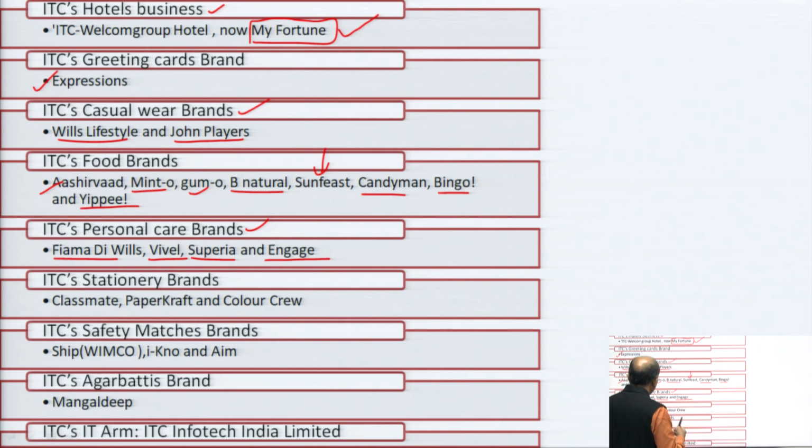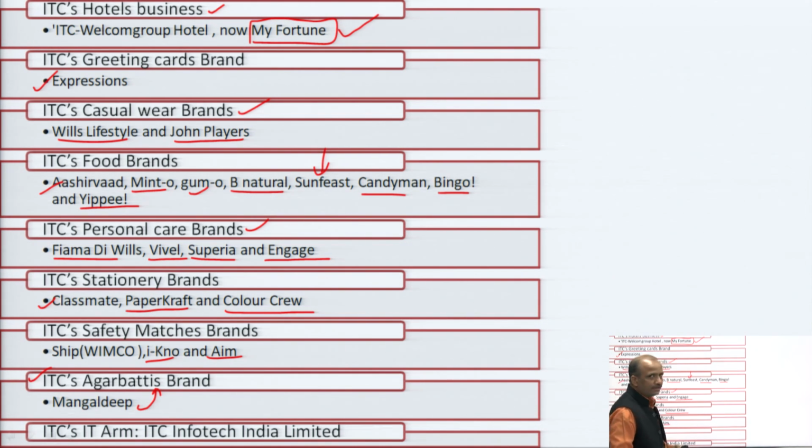ITC is also targeting the stationery items, and they are successfully marketing and selling their products under the brand names Classmate, Paperkraft, and Colour Crew. Other than all these kinds of businesses, ITC is also into safety match brands, like Ship, which is a very popular brand, iKno and AIM. These are some of the brands of safety matches from ITC. Mangaldeep is an agarbatti brand from the house of ITC, and all of us know that ITC is also into the information technology business, and they are running this business by the name ITC Infotech India Limited.